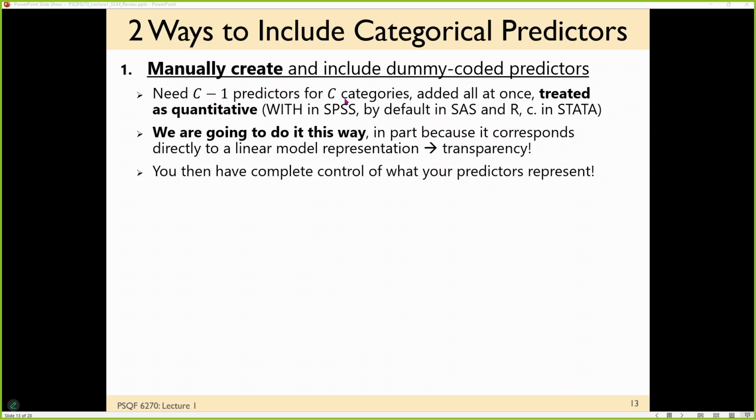So we would need, if I have C categories, C minus 1 new predictors, and they are treated as quantitative variables. So that means in terms of SPSS syntax, they would be on the with line. This happens by default in SAS and R, and C dot in Stata indicates a continuous predictor. So that's what I typically do. I also like it because you have complete control over what your predictors mean.